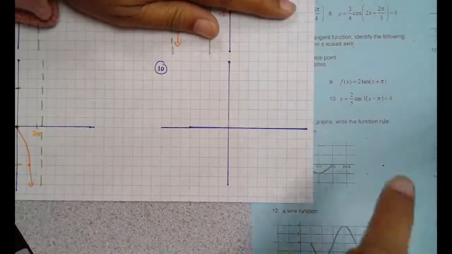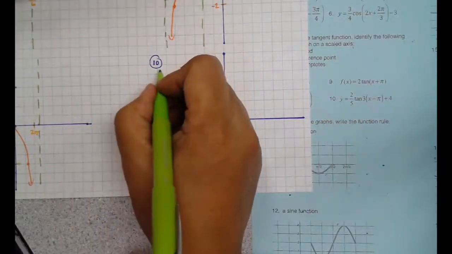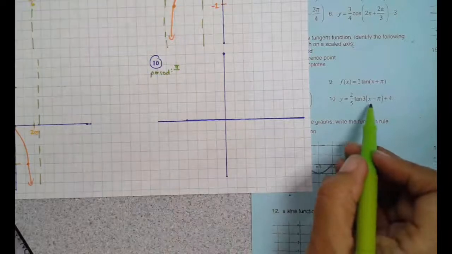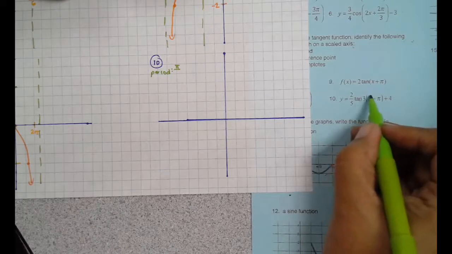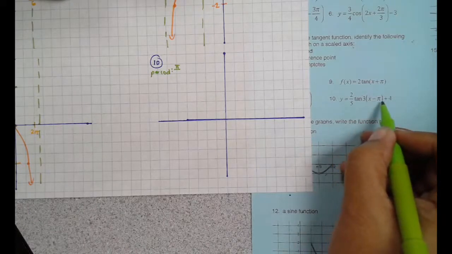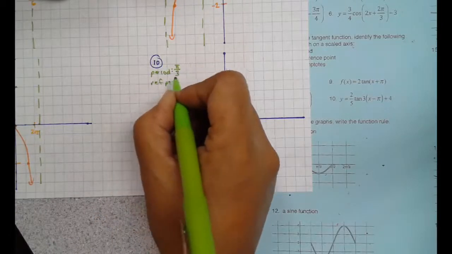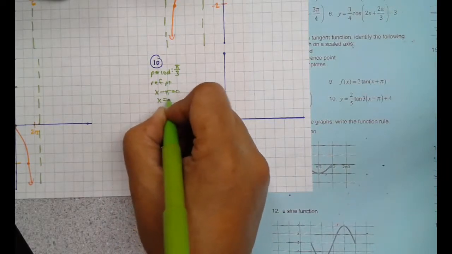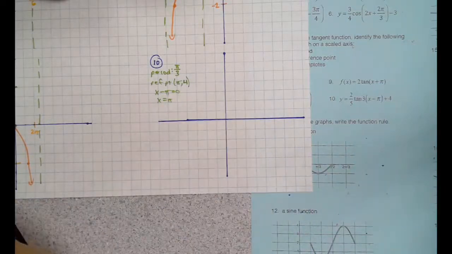Okay, so here's number 10. So from this one right here, let's go ahead and figure out our period, which is pi over b. And on this one, the b value is, oh, look, there's a 3 out in front. That's actually the b. If you distribute it, you'll get 3x minus 3 pi. So that's actually 3. So the period is going to be pi over 3. For my reference point, I'm going to start with the inside here, make that equal 0. And so we get x equals pi. And then outside is a 4. So pi, 4. That's where it's going to start.